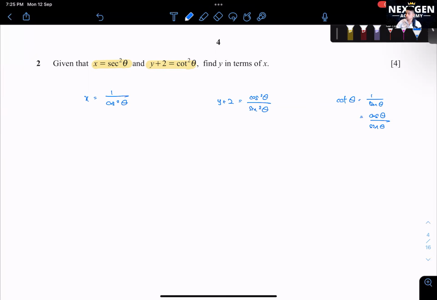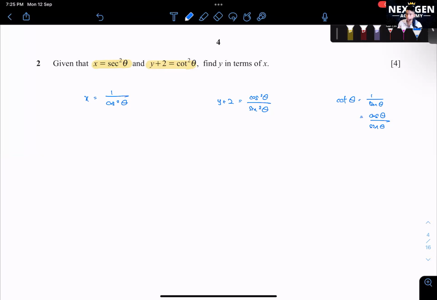The alternative method, you all can look at the side, which I won't write through. So you all just follow the answer scheme that I gave you all. X equals 1 plus tangent square theta, you can do that also. Then you change the y plus 2 equals cotangent square theta into y plus 2 equals 1 over tangent square theta.